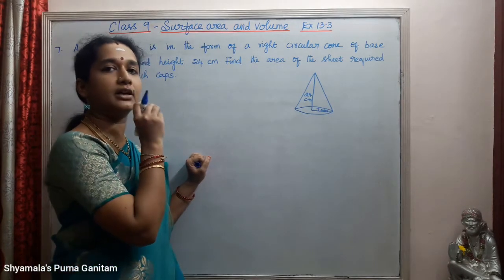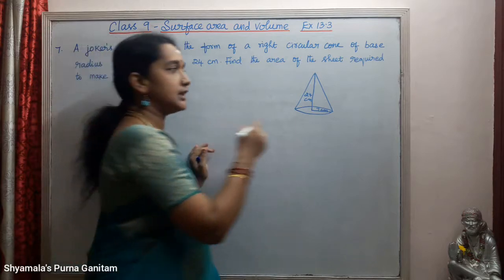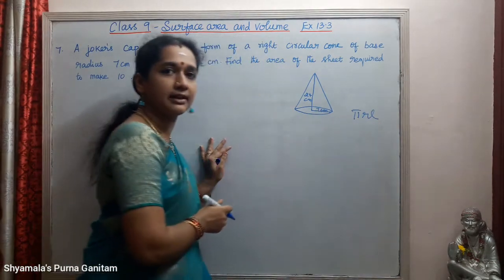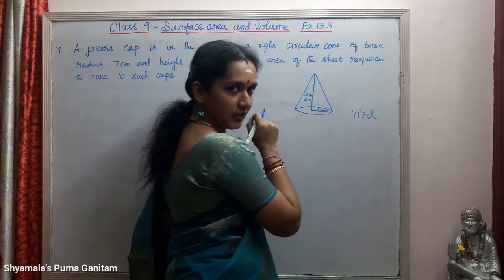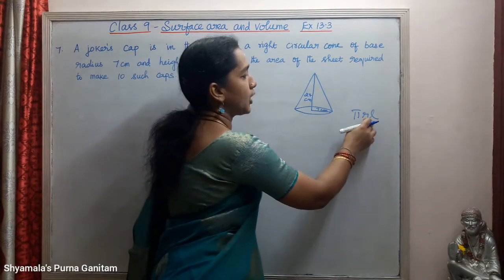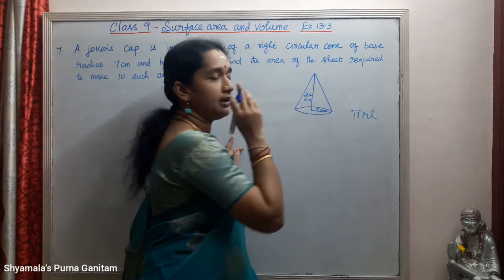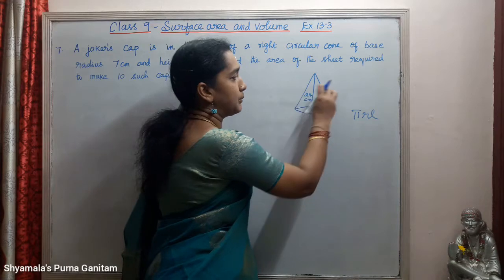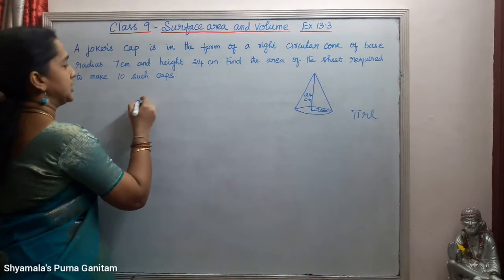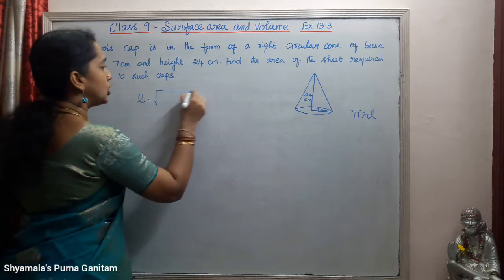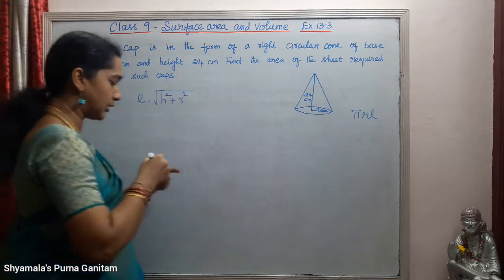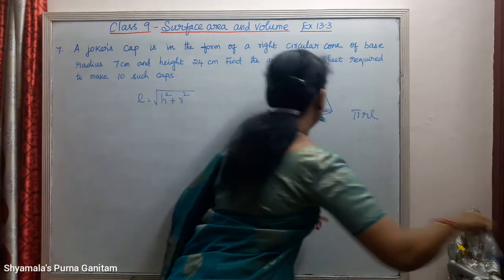So for finding curved surface area the formula is pi r L. So radius is given as 7 cm. L is not given. That is slant height. What we require is not given. So for finding that L, this h and r is given. So with the help of this, we will find the slant height first. So L is equal to root of h square plus r square.